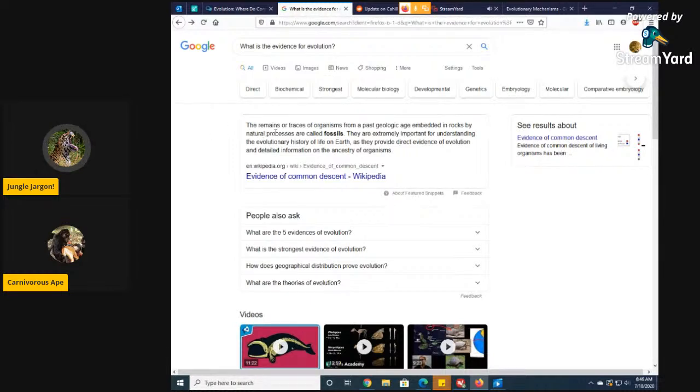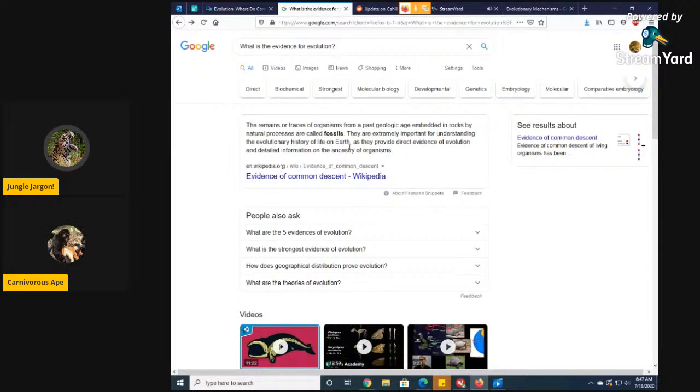The remains and traces of organisms from past geologic age embedded in rocks by natural processes are called fossils. They are extremely important for understanding the evolutionary history of life on Earth, as they provide direct evidence of evolution and detailed information on ancestry of organisms. Okay, what did you expect from my Google search? Yeah, well, this is Wikipedia. It's Wikipedia, but they're supposed to be scientists, whatever. Are you expecting an 8-year biology course summed up in 3 sentences?